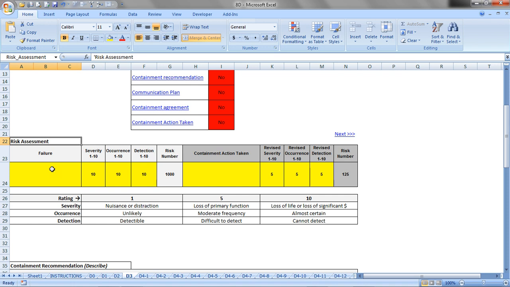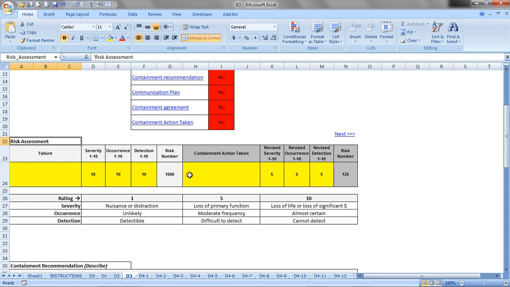And so we start by describing the failure. And then here, anytime you see yellow colored cells, that means that there's an input required. So we want to describe the failure and then score the severity, the occurrence, and the detectability. This will automatically calculate. This is our RPN here. And then here we've got a little bit of a table that tells us the severity, for example. If it's a nuisance or a distraction, then we score it a 1. If it's a loss of primary function, a 5, and if there's loss of life or significant money involved here, we score that a 10, so we would just drop that in here, 10. And then, as I mentioned, the priority number will automatically score itself.